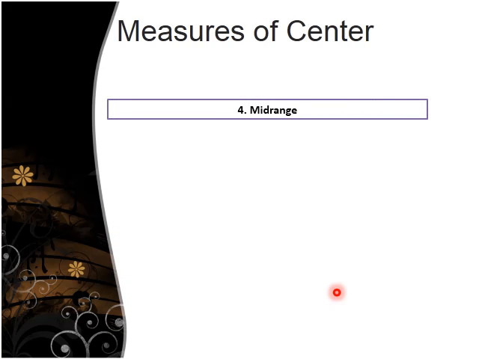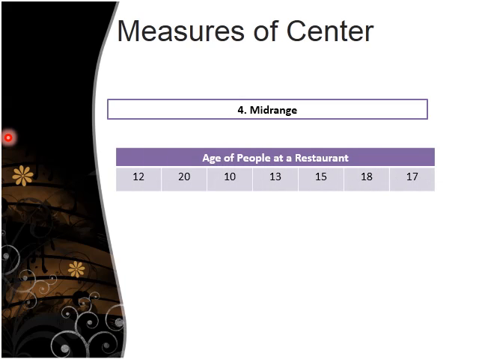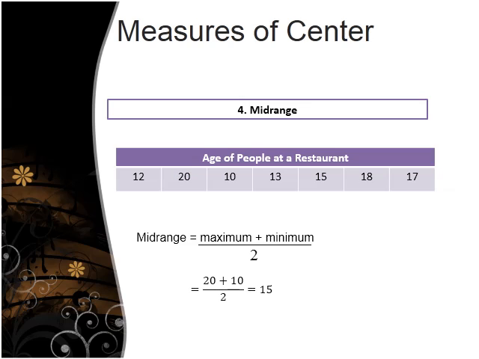Mid-range is another measure of center. Consider this data set. The mid-range is going to be the average between the largest data value, the maximum, and the smallest data value, the minimum. So in other words, it's the arithmetic mean of the largest and smallest data values. So it looks like in this case 20 is our largest data value and 10 is our minimum or smallest data value. So the mean between those is 15.